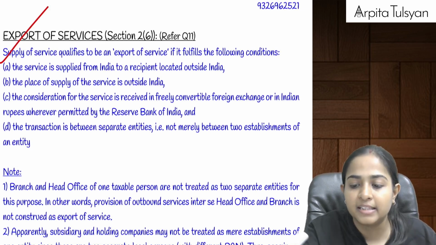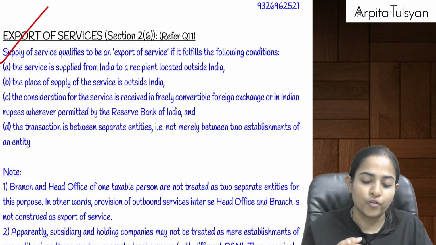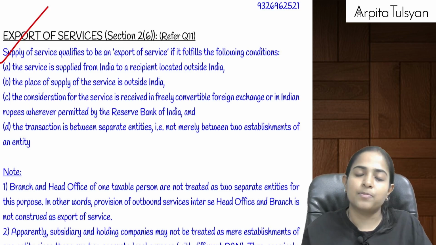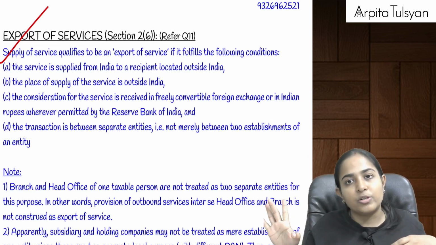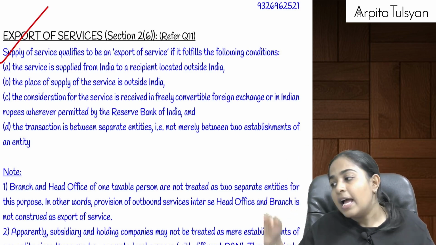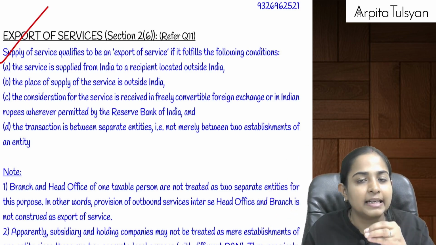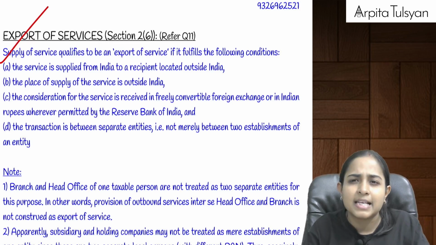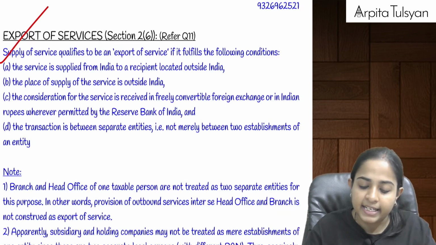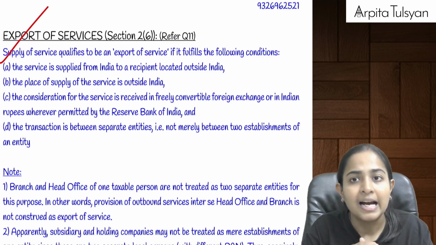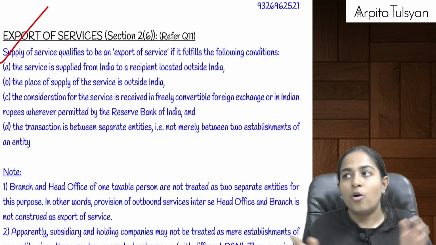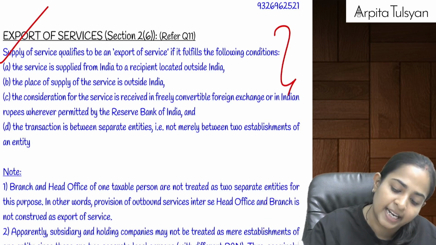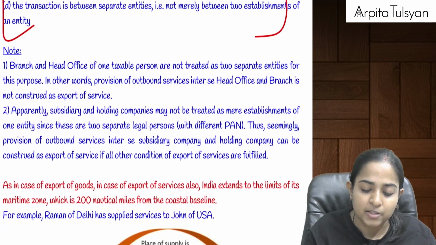We have already studied this definition before also. Export of services. When will a supply be considered as export of service? When the supplier is located here in India, recipient is located outside India, place of supply is outside India, consideration that we are going to get will be either in convertible foreign currency, or in some special cases it can be even received in Indian currency if permitted by the RBI. And these two parties, the supplier and the recipient, should be two separate entities. Okay, they should be two separate entities. If all these conditions get fulfilled, then such a supply will be called as export of service.